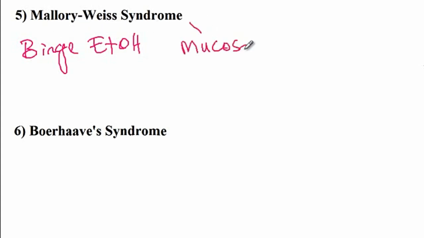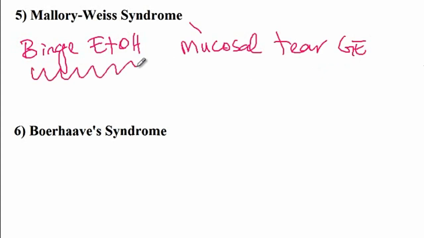Mallory-Weiss and Boerhaave syndrome are next, both of which are caused by binge drinking in alcoholics. And so with Mallory-Weiss syndrome, there is a mucosal tear at the gastroesophageal junction, and this is due to the forceful vomiting or retching that is again seen with binge alcohol drinking.